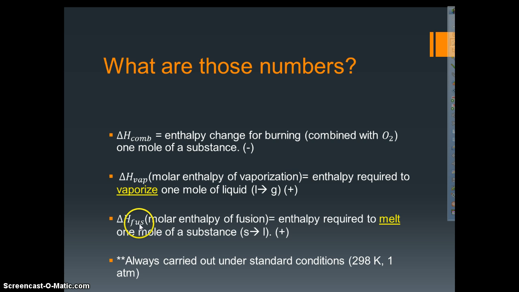Delta H fusion, or FUS, molar enthalpy of fusion, basically means if you're melting something, that's the energy required to do that. So that would be a solid to liquid phase change, and that number should be positive because you're absorbing energy to melt. Okay, these are always carried out under standard conditions, which basically just means 298 degrees Kelvin, which is about 25 degrees Celsius, and 1 atmosphere of pressure.